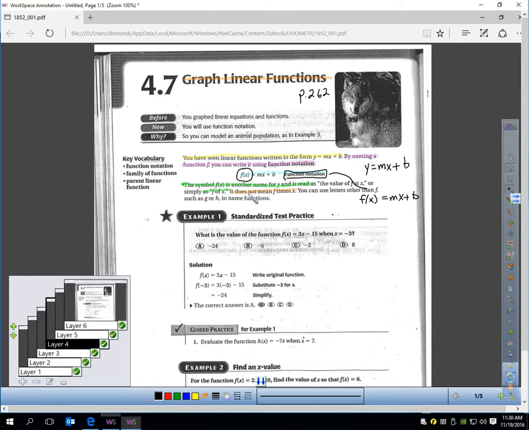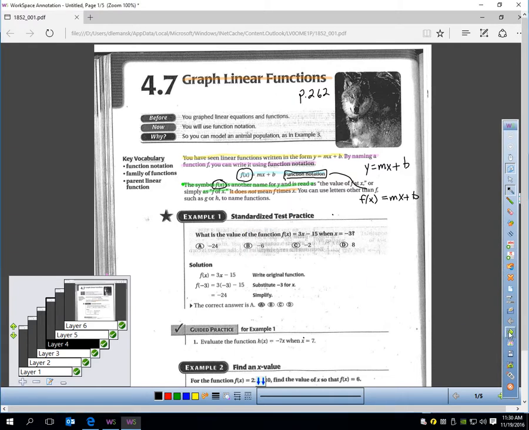Be careful. That does not mean f times x. This is not two different variables. This is not an f times an x. This symbol is function notation. It means f of x. It means function notation.